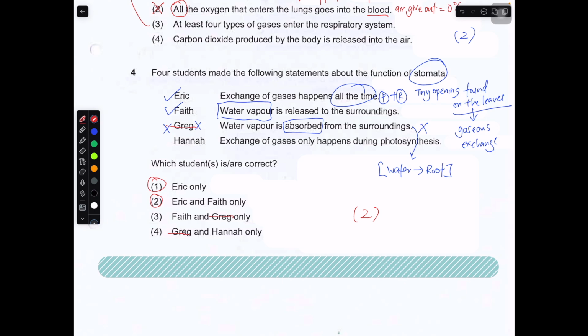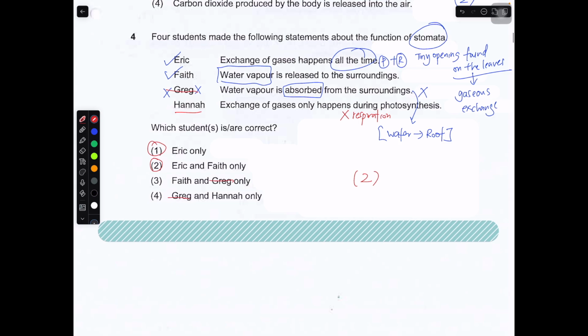Okay? So let's take a look at the last statement. Hannah said that exchange of gases only happens during photosynthesis. Wrong. It also happens during respiration. The plants also respire, they also need gases. They will also exchange gases, and this will happen all the time.